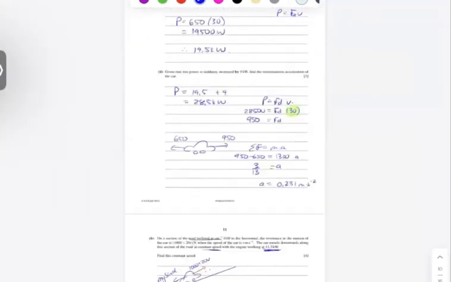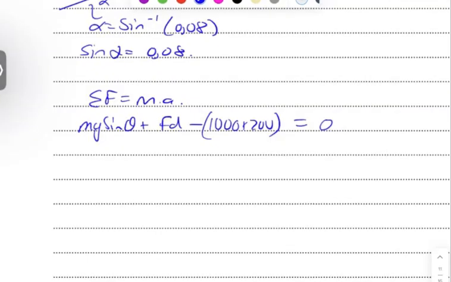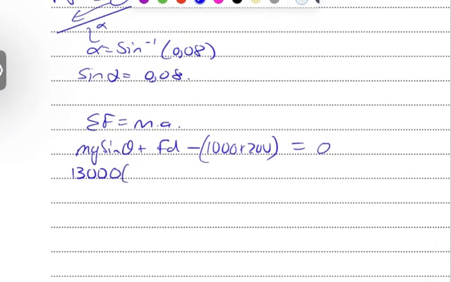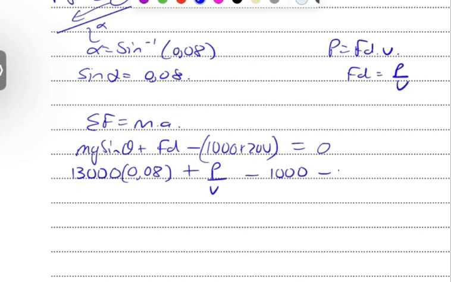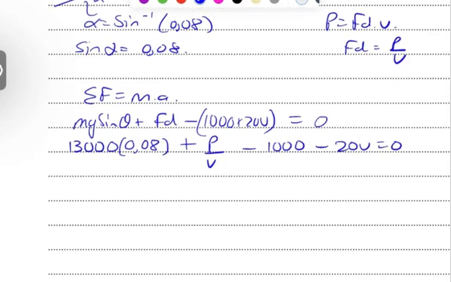My mass is 13,000. My sine of, I keep putting theta, but anyway, plus my driving force. Driving force is the same as power divided by velocity, so it's helpful to write it like that. Minus 1,000, and then here, minus 20V. It's good to just make sure you had that in brackets. So let's simplify as I go. 13000 times 0.8.